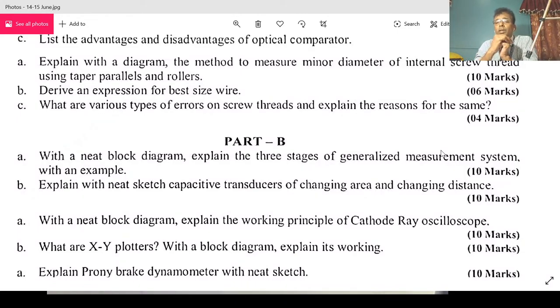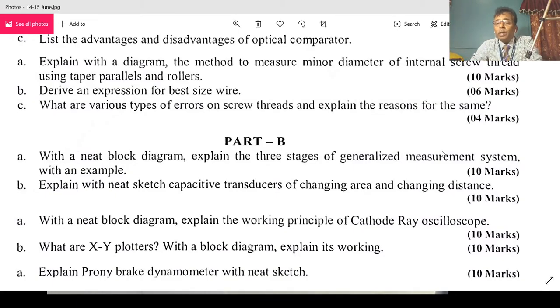Next, with a neat block diagram, explain the CRO, cathode ray oscilloscope. We have seen its functioning, we have seen the animation of the cathode ray oscilloscope. Please go through that. Next, XY plotters. Yes, we don't use XY plotters nowadays, since we have got high-end printers, laser printers, fast printers. So we seldom use XY plotters. But nevertheless, you can go through the XY plotter sketch and explain how it functions.